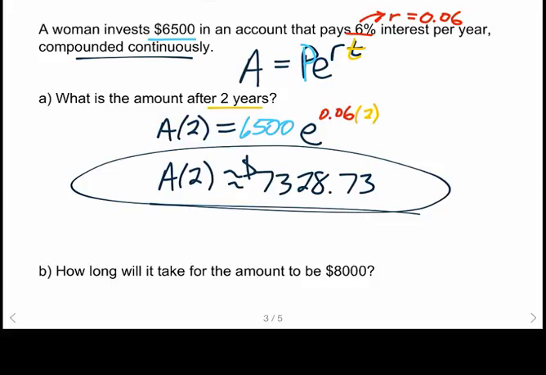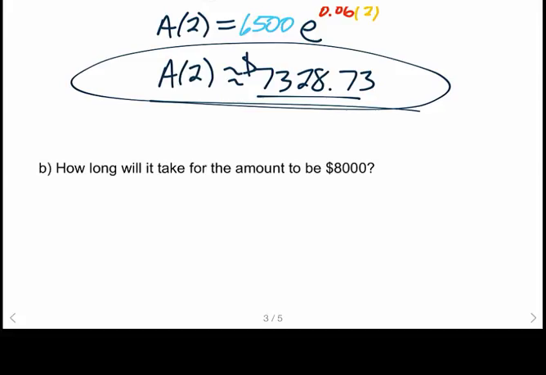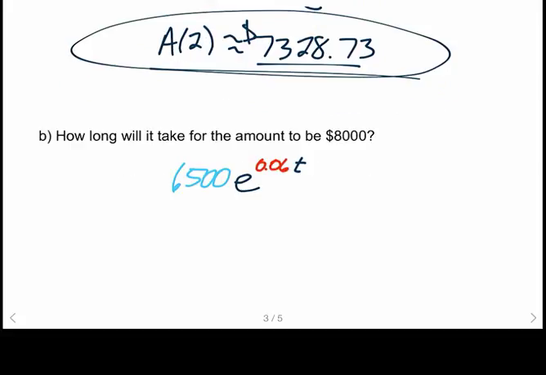How long will it take for the amount to be $8,000? Probably more than 2 years, right? Because, you know, 7,300. We have the same interest rate. We have the same P. We have the same initial investment. This equation now becomes 6,500 times e to the 0.06t on one side, and on the other side we have the $8,000 that we want it to become.